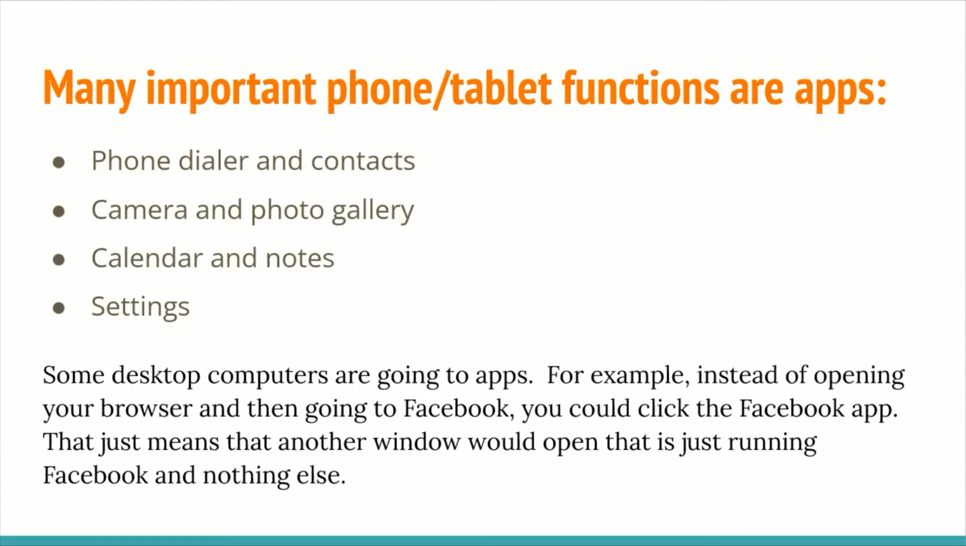Many important phone or tablet functions are apps. The phone on your phone, the little phone dialer, that is an app. The camera is an app. The settings is an app. Some desktop computers are going to apps. So you may have already used an app on your own computer. For example, if there is a Facebook icon on the computer that you open to go just to Facebook and it doesn't do anything else, that's the Facebook app. And there are many others. It depends on what version you're running. So it's very likely that you have already been using apps and maybe you didn't even know it.